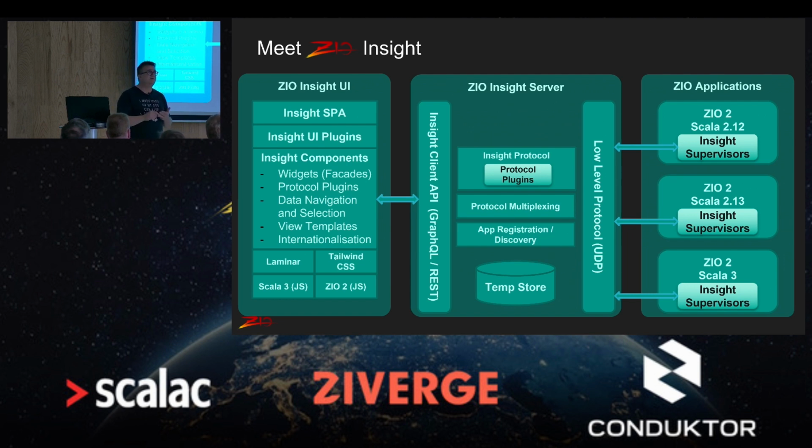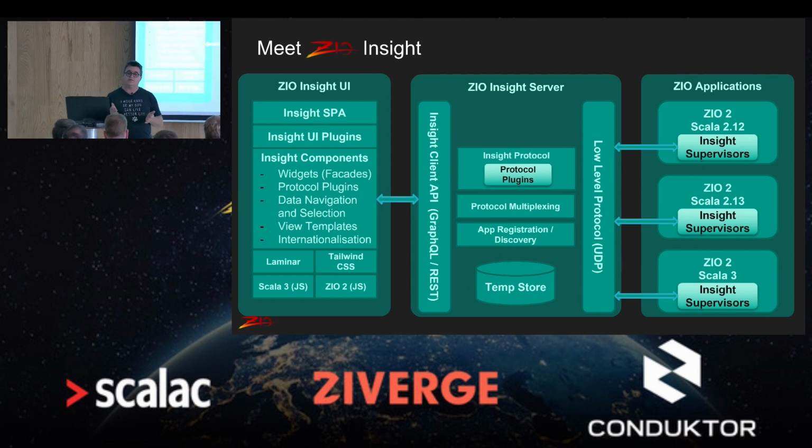These supervisors would leverage a low-level protocol to advertise themselves and their metadata to what we call an Insight server. The Insight server would be the collection point, summarizing the data, pre-aggregating the data, organizing the data, and providing a useful and reasonable API to the actual client, so that the client could navigate the metrics, the fiber traces, and the dependency graphs. So you would see in one glance in your ZIO Insight application whatever you're interested in inside your running ZIO applications.